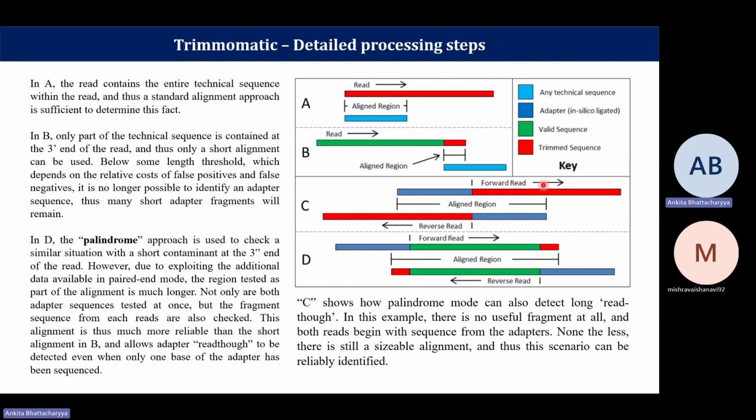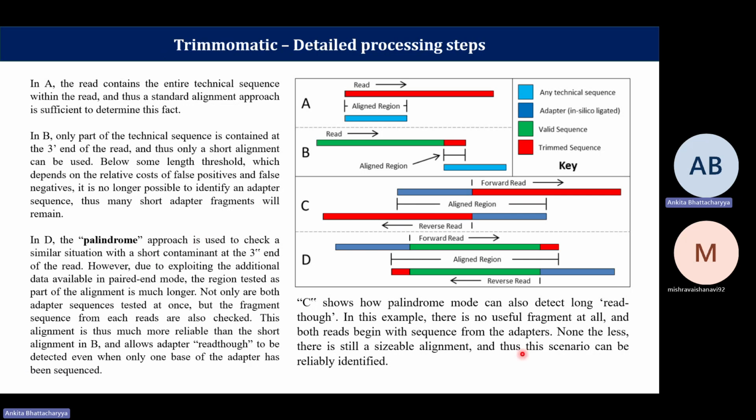Basically, firstly, if you have a region which completely aligns to your read, then that is a reliable sequence, and it is a standard alignment procedure, some of which we'll discuss today as well. Second scenario is where only some part of the technical sequence is retained at the 3' end of the read, and so only a very short alignment is actually feasible.